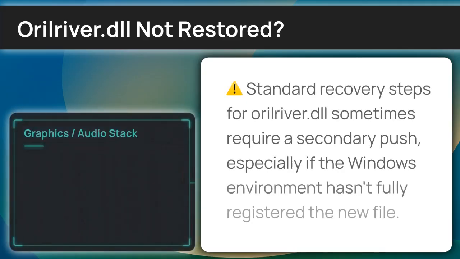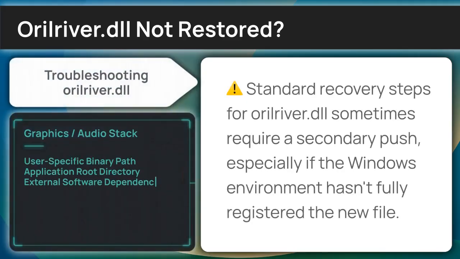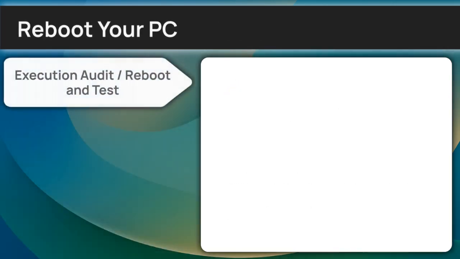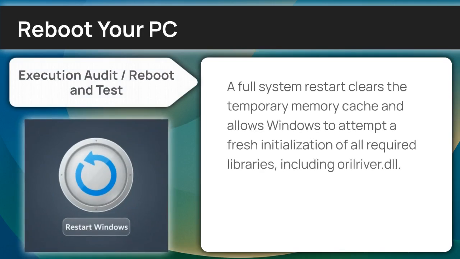If no luck was had with the redistributable package, we will escalate the fix by performing a targeted reset of the system state. A standard reboot clears out temporary memory conflicts and gives the Windows loader another chance to properly register the Orilriver Reverb plugin component during startup.